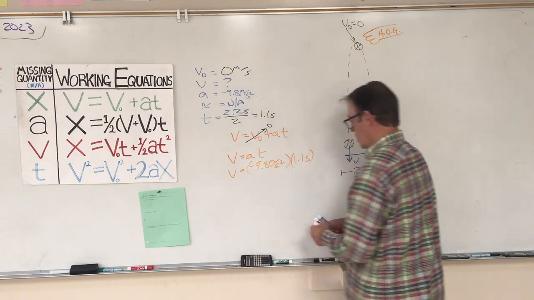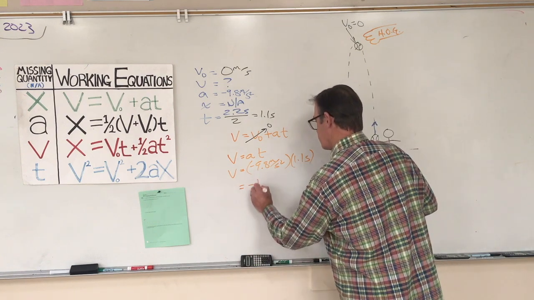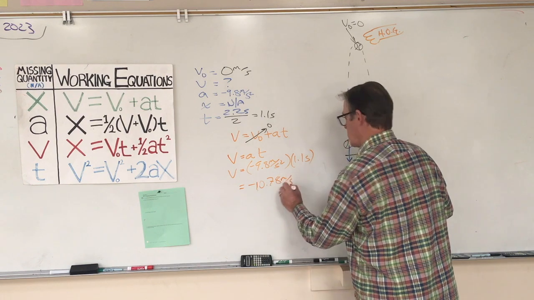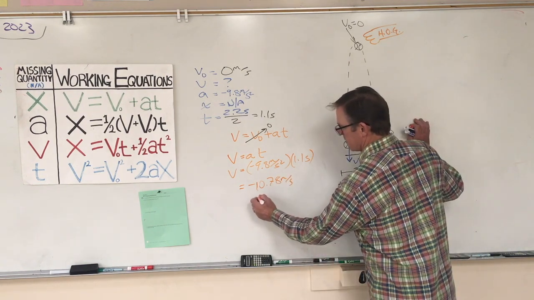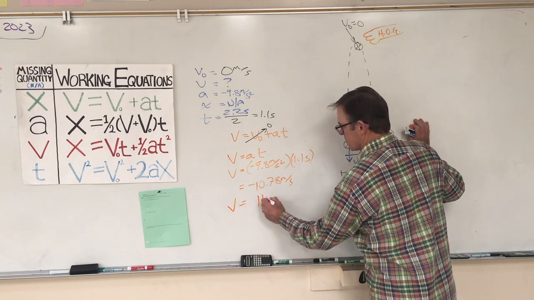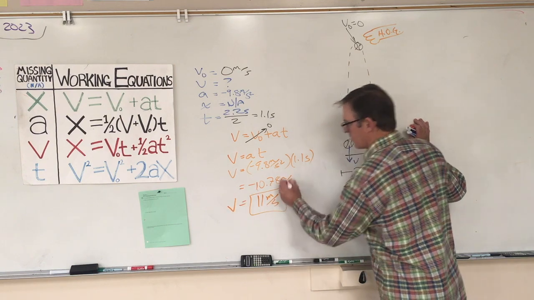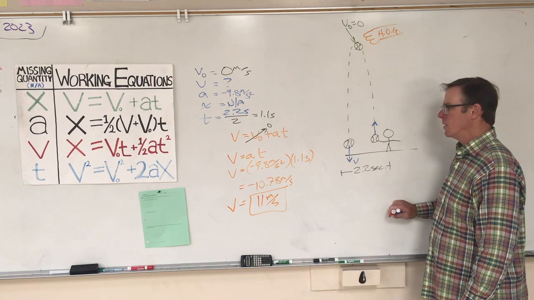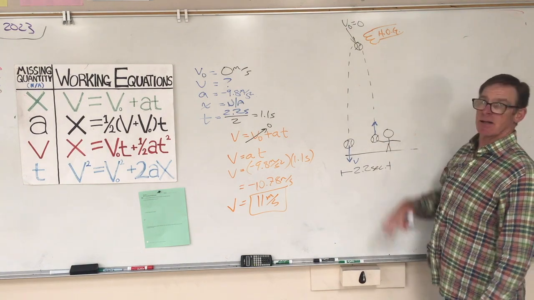And that comes out negative 10.78 meters per second. I'm going to round that off to 11. And because I wanted the velocity that it was thrown up, I'm just going to leave it as a positive number and call that a day. The second question is, how high did it go?